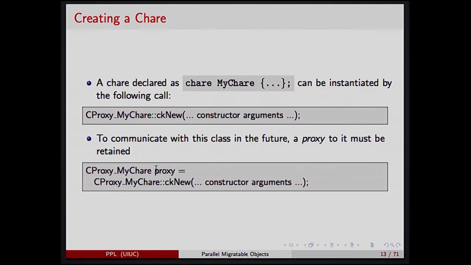And so a proxy object is a special kind of object which is returned by CkNew. Its type is CProxy underscore your class name. Every char called mychar has an associated base class, CBase underscore that, and it has an associated proxy class, CProxy underscore that same class name. And so you can store the global reference to that object into this proxy object, right?